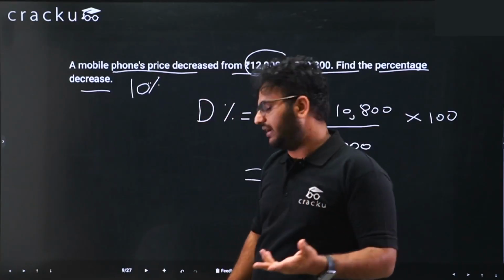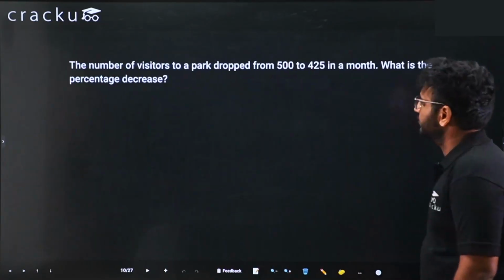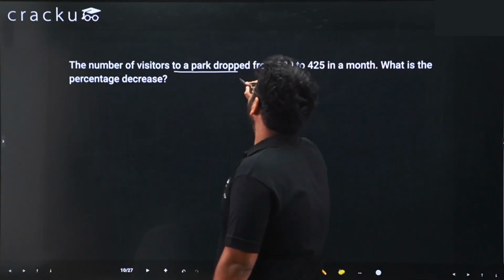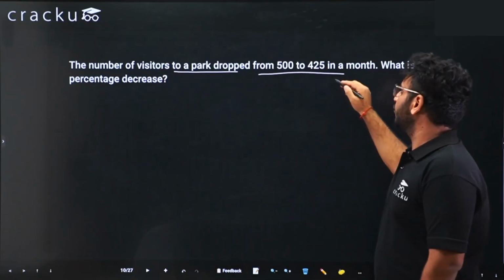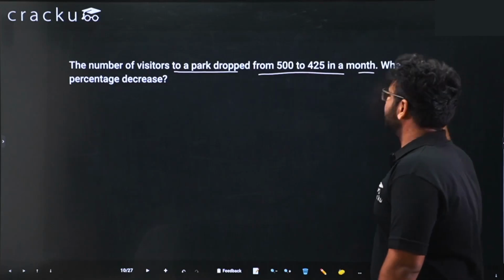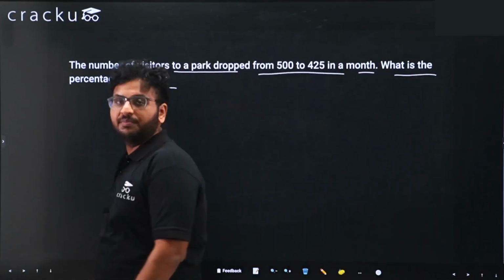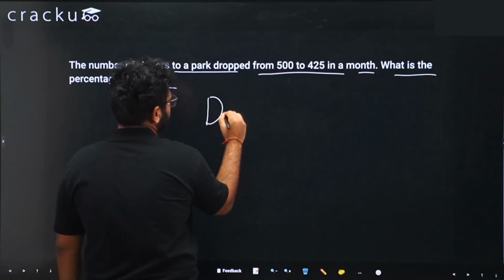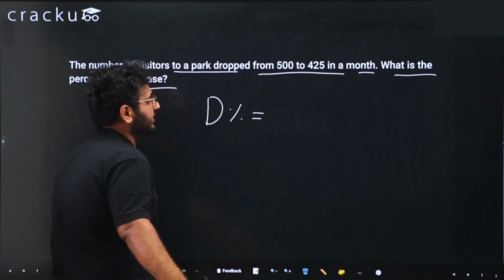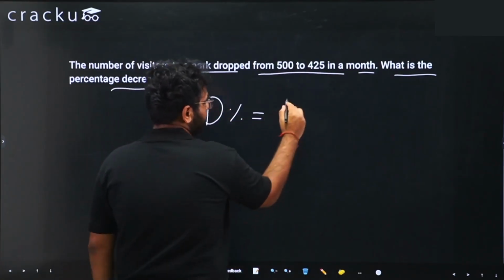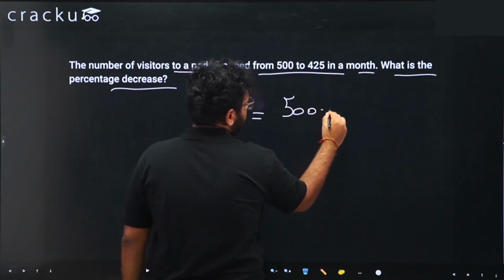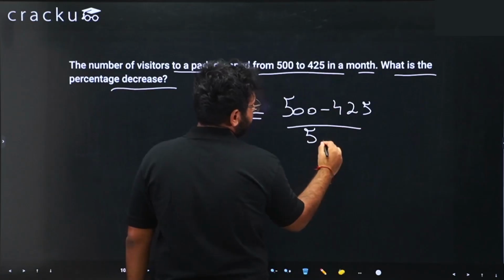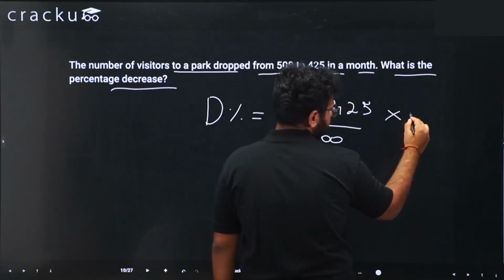Now let's look at the next question. The number of visitors to a park dropped from 500 to 425 in a month. What is the percentage decrease? So the number of visitors decreased. So decrease percent will be equal to decrease, which is 500 minus 425, divided by 500 into 100.